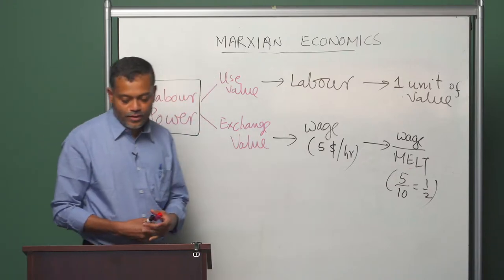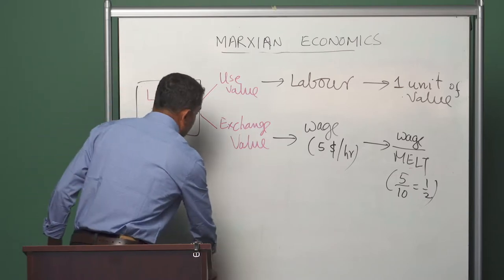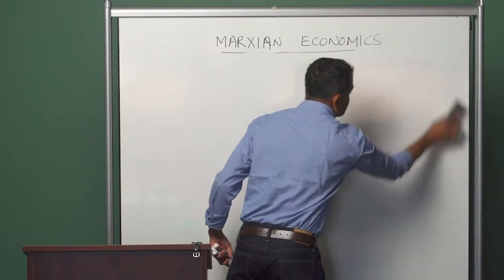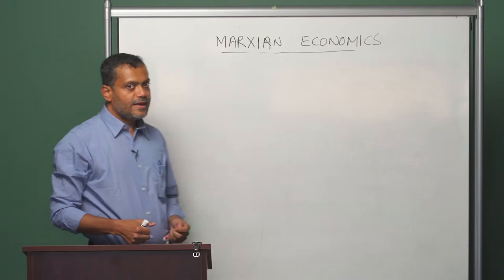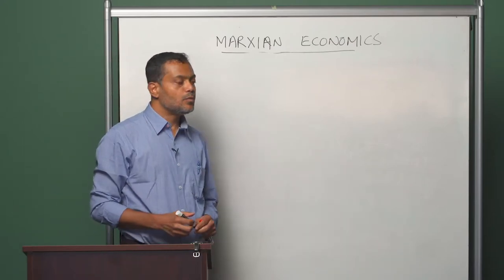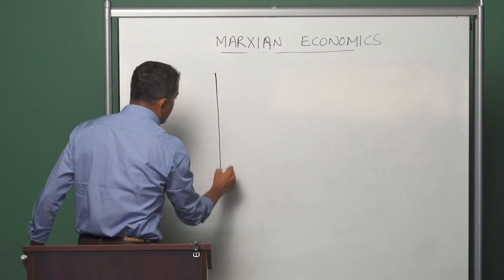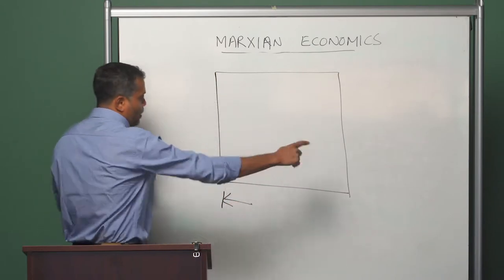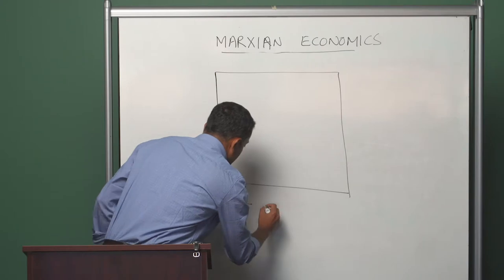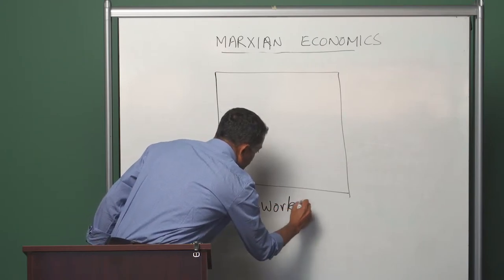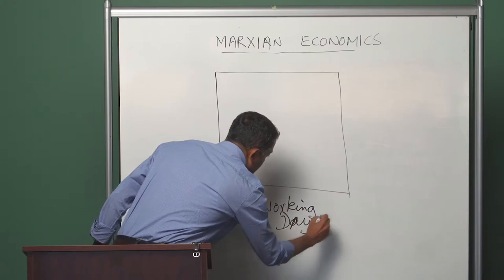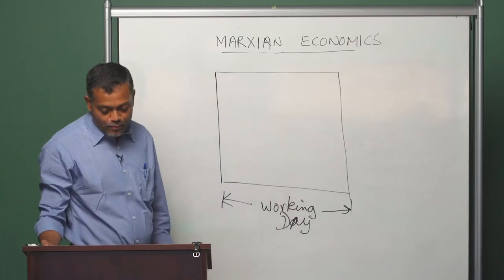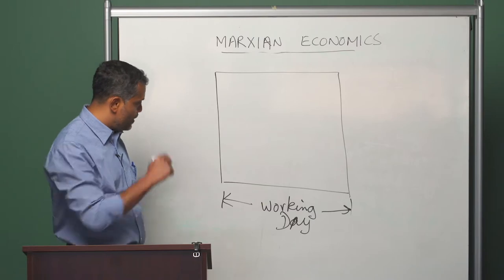Marx uses a metaphor to highlight this aspect, and let's use that. Let us think of the total labor time available to a capitalist society as one big working day. So the width of the box gives us the total working day. Let's call that one working day, which is the total amount of labor time that is available to a capitalist society.